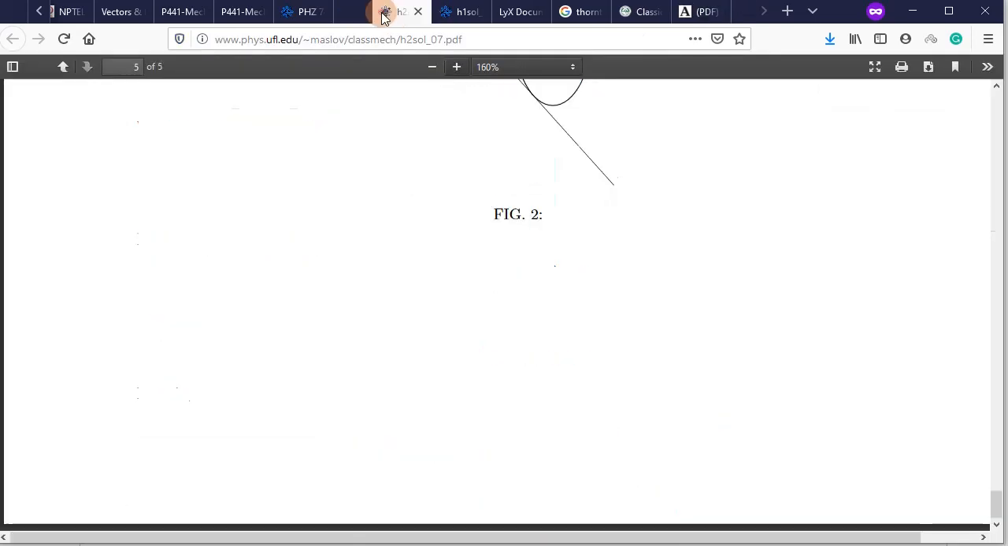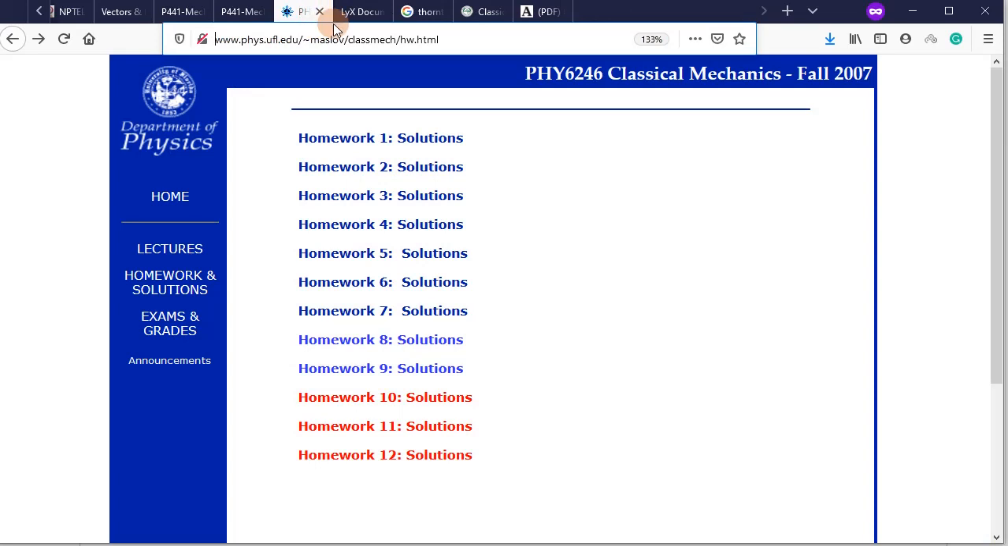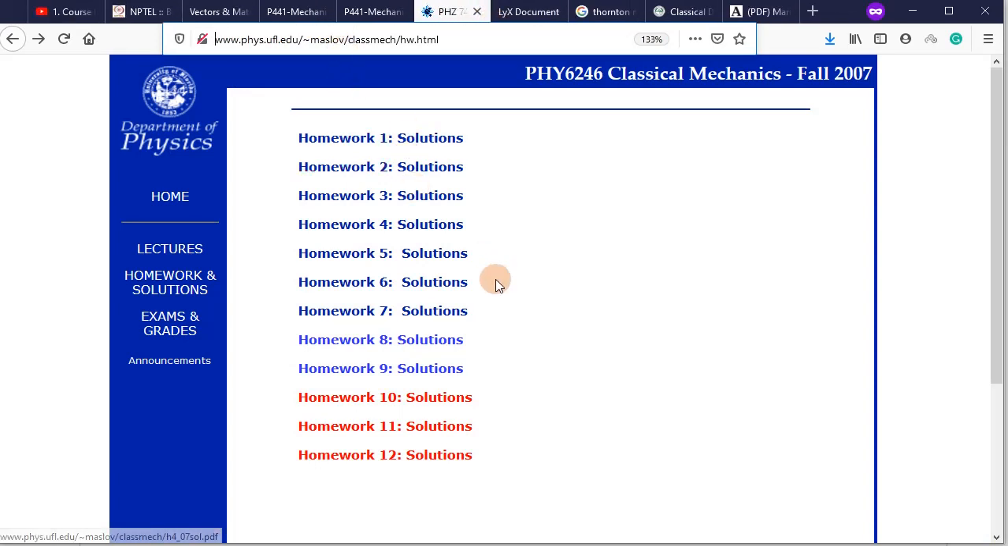So, Professor Maslow's assignment, you finally solve. If you can solve all the problems, then fine. Solutions are there. You just need to understand how this is solved, actually. You don't need to mark it up.